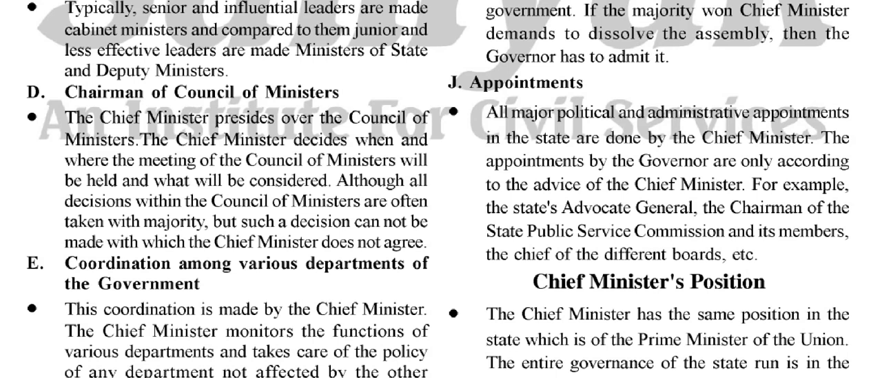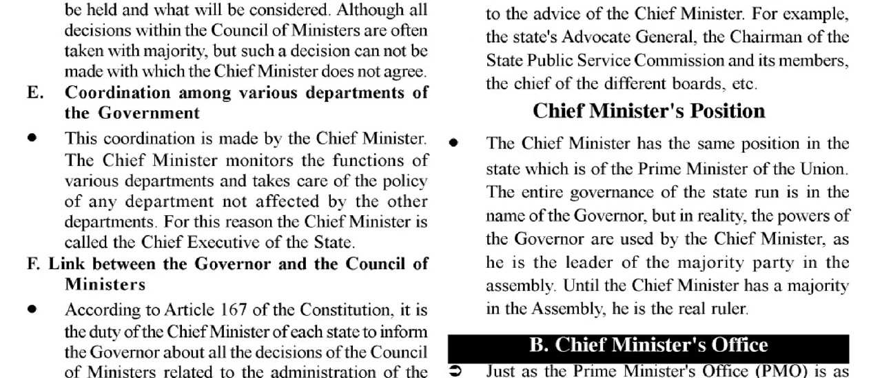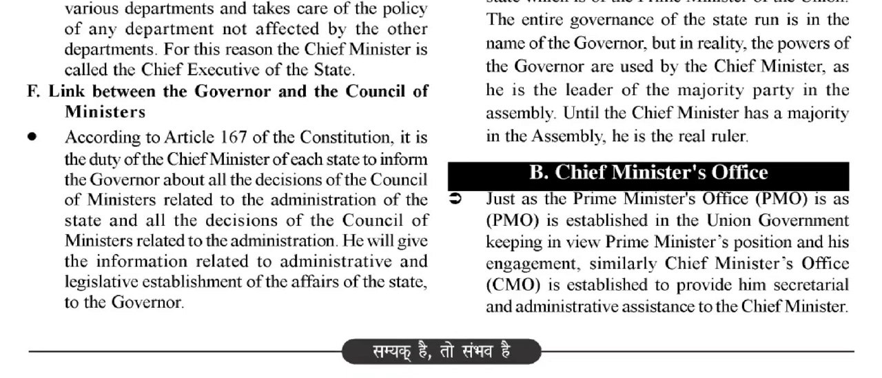For example, the state's Advocate General, the chairman of the State Public Service Commission and its members, the chiefs of the different boards. Chief Minister's position. The Chief Minister has the same position in the state as the Prime Minister of the Union. The entire governance of the state is run in the name of the Governor. But in reality, the powers of the Governor are used by the Chief Minister, as he is the leader of the majority party in the Assembly. As long as the Chief Minister has a majority in the Assembly, he is the real ruler.